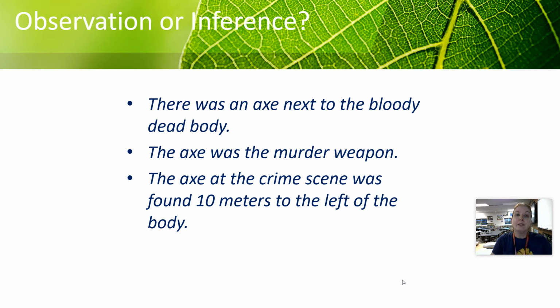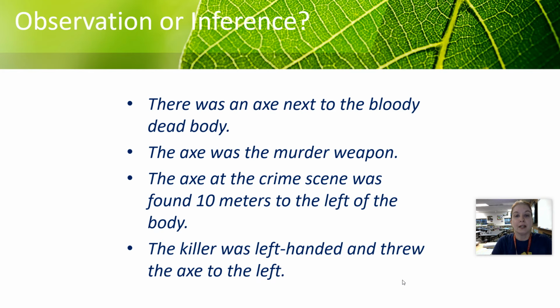The axe at the crime scene was found 10 meters to the left of the body. That is an observation. The killer was left-handed and threw the axe to the left. That's an inference. So, observation is something you use with your senses, and then your inference is something you use your senses and your prior knowledge to come to some type of a conclusion.